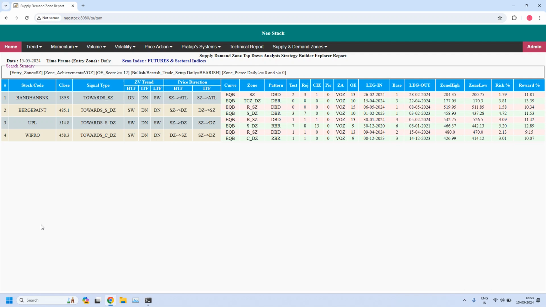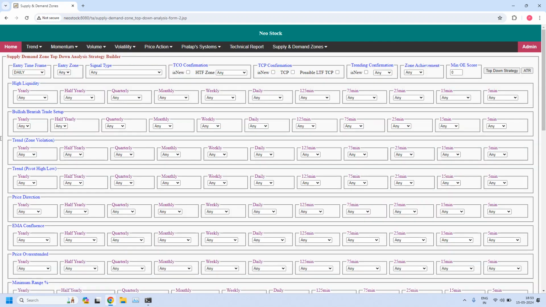Okay, now let us generate bullish and bearish trade setup for weekly income trade. For weekly income trade, entry time frame is 75 minutes. For bullish trade setup for weekly income trade, entry zone should be demand zone. In bullish or bearish trade setup, now the entry time frame is 75 minutes. So in 75 minutes, we need to select the value as bullish.